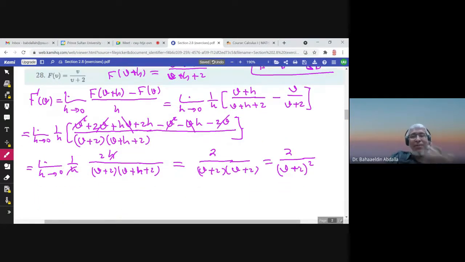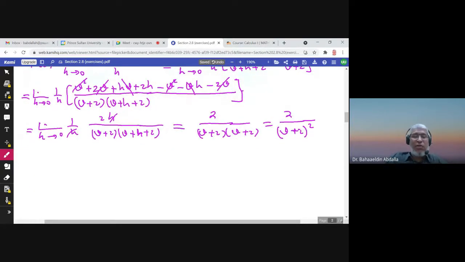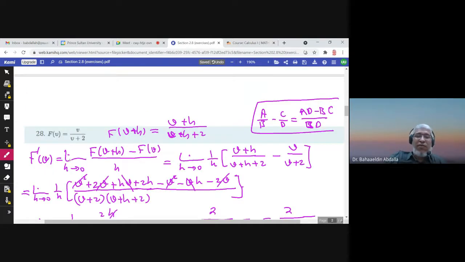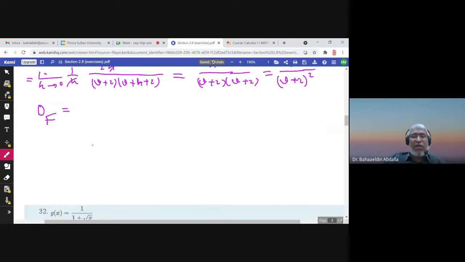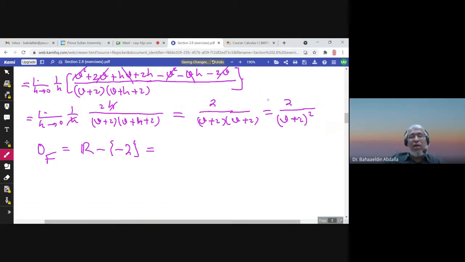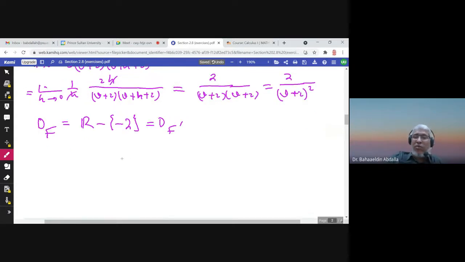Now look at f. What is the domain of f? Well, the domain of f consists of all real numbers except -2, because we do not allow the denominator to be 0, and -2 will make the denominator 0. What about the domain of f prime? This is f prime. Again, we have v plus 2 to the power 2 in the denominator, and if v is -2, the denominator would be 0. So the domain of f prime also consists of all real numbers except -2.